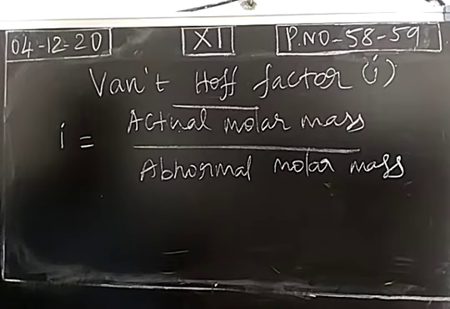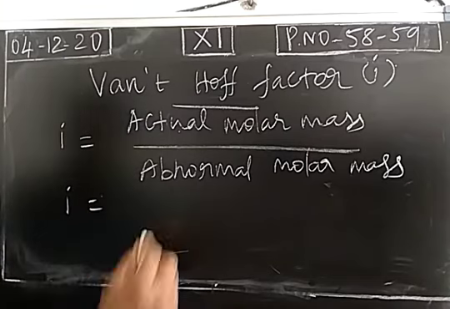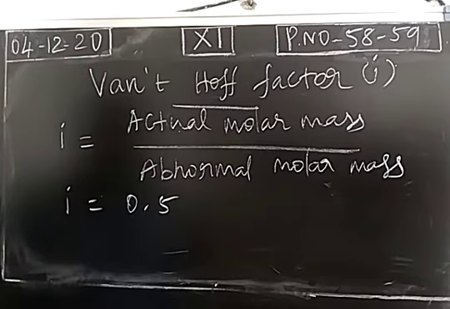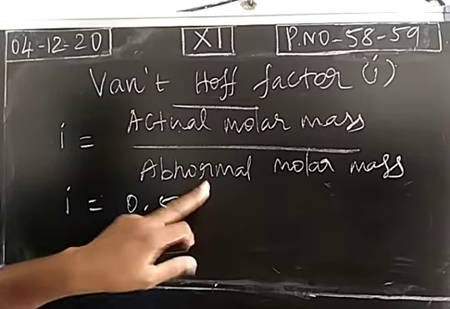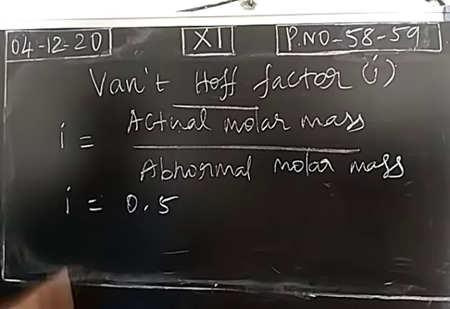And for association, we studied acetic acid as an example. When acetic acid is added in benzene, there will be an association. So the van't Hoff factor is 0.5. So due to association of acetic acid, there is a formation of a dimer. The number of particles is reduced. So a reduced number of particles means the calculated molar mass will be greater than the actual molar mass. So the van't Hoff factor is 0.5.